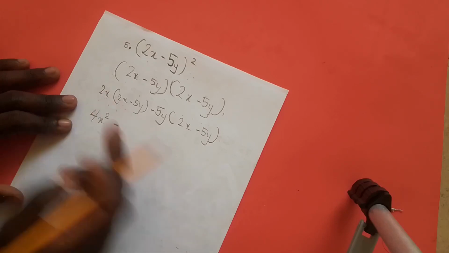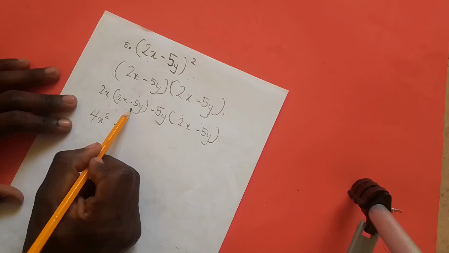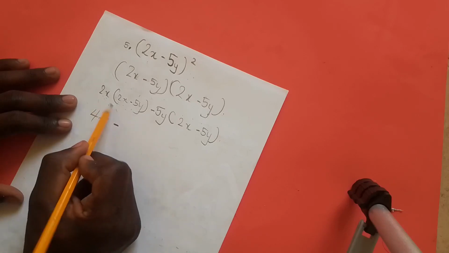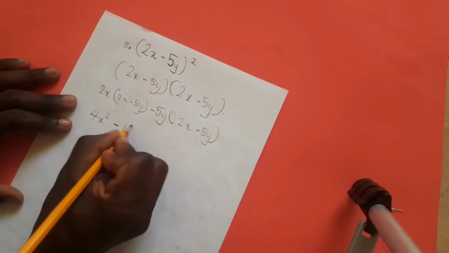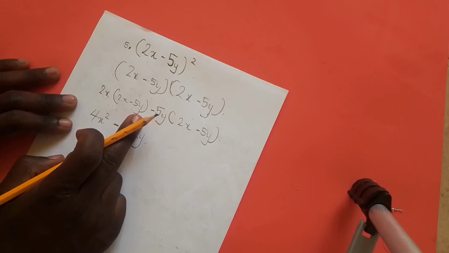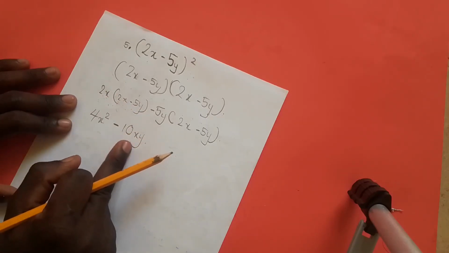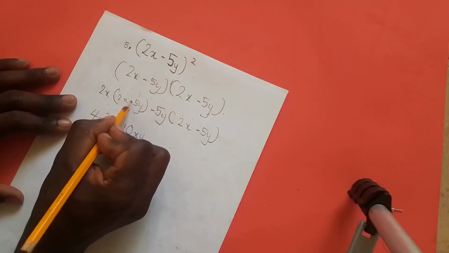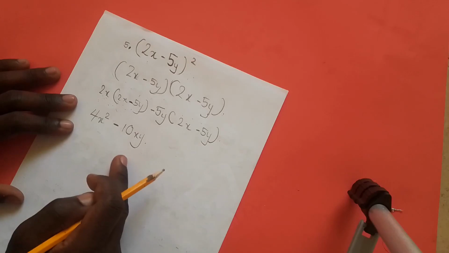Minus, 2x multiplied by negative 5y. So 2x times minus 5y is going to lead to minus 10xy. x times y is going to lead to xy. 5 times 2 is going to lead to 10. So it's going to lead to a negative 10xy. There's a negative here, and this is why you don't get confused. Very simple.